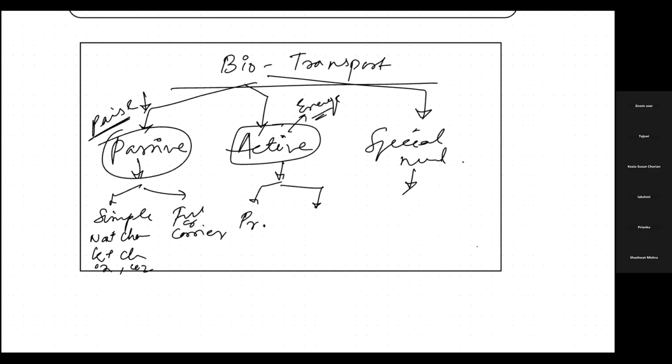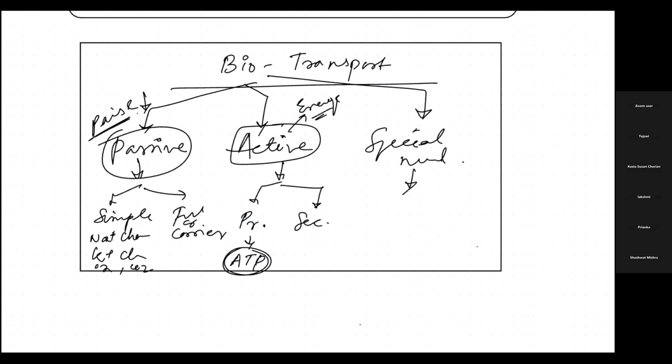Now what is primary active transport? Wherever you are going to spend ATP. If you are going to spend your ATP, then it will be primary active transport, and the examples can be sodium, potassium, calcium, hydrogen, chlorine, etc. Many things in the body are transported by the expenditure of ATP. Now the other transport is secondary active transport. What is that? What happens in this? If you are not spending any ATP, then what you have to do?